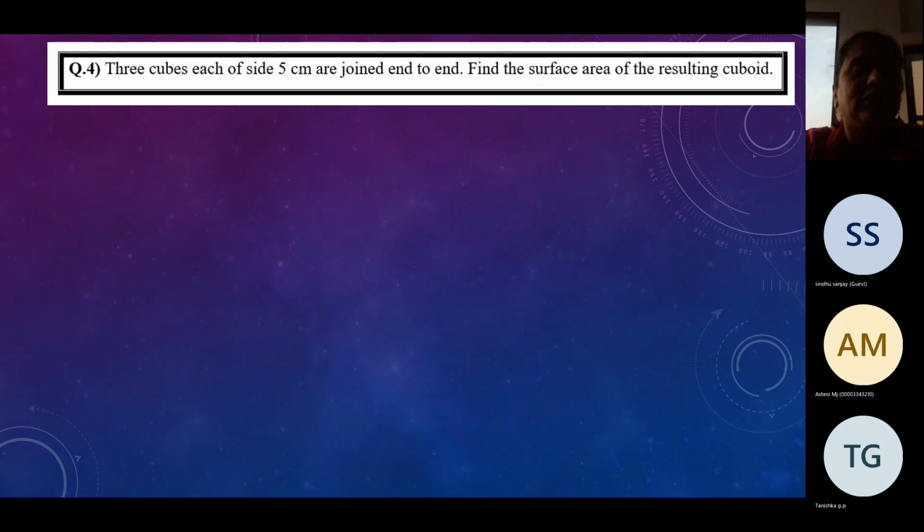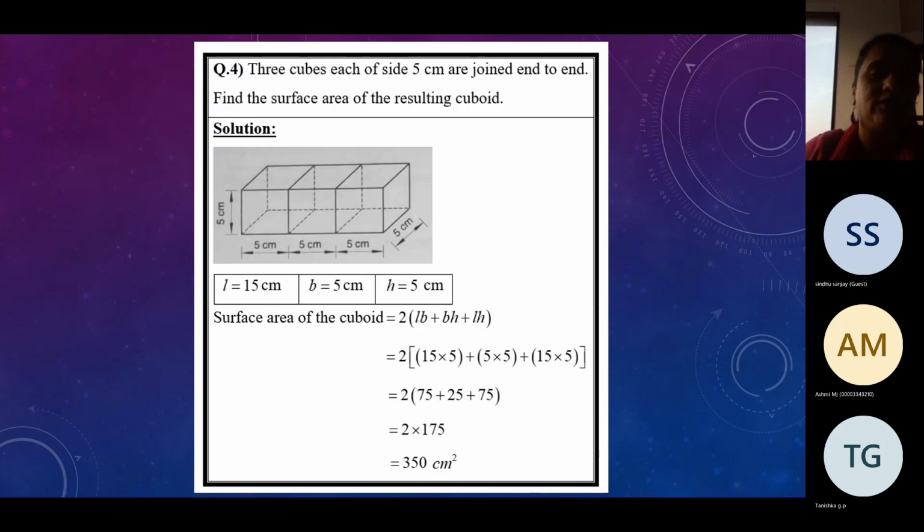3 cubes, each of side 5 centimeters, are joined end to end. Find the surface area of the resulting cuboid. See here? This is one cube of edge 5 centimeters, another cube of edge 5 centimeters, another cube of edge 5 centimeters. They're joined end to end like this. Now you should find the surface area of the resulting cuboid.